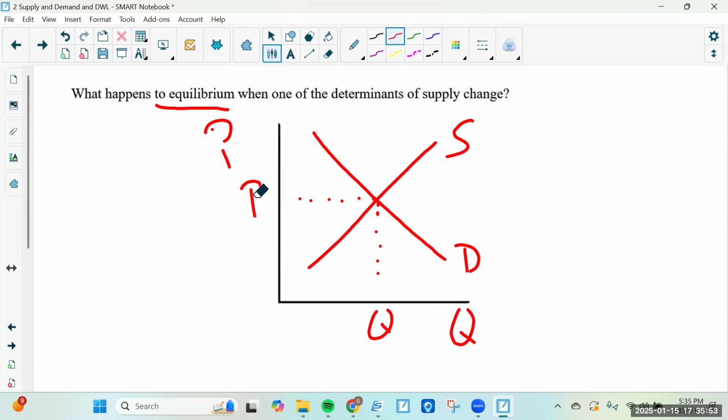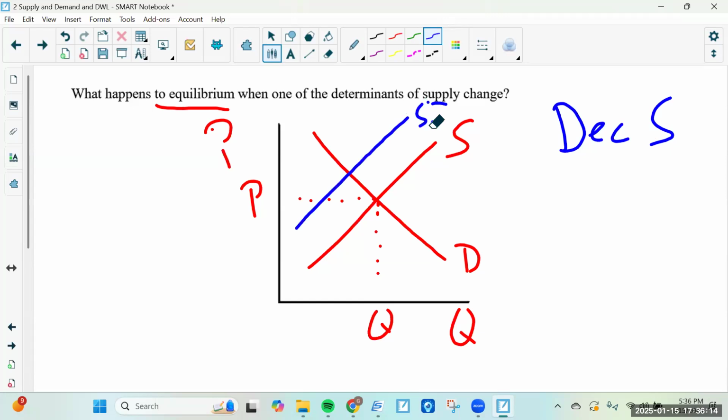Now we're going to change our determinants. Let's go ahead and decrease supply. I'm sorry, supply. I'm going to decrease supply. Okay. So a decrease in supply is to the left, increase right, decrease left, right? Correct. What's going to happen is immediately at that old price, we're no longer buying it.